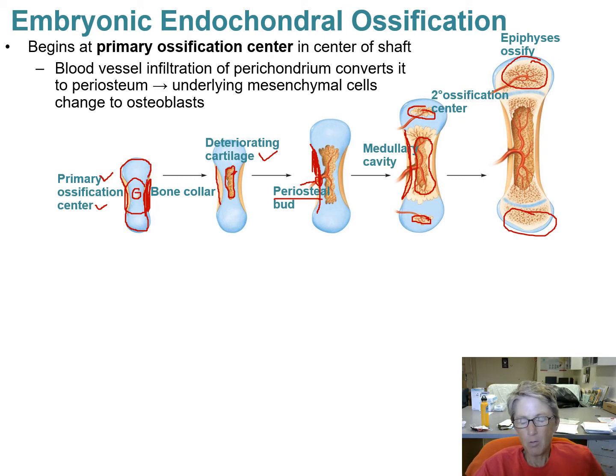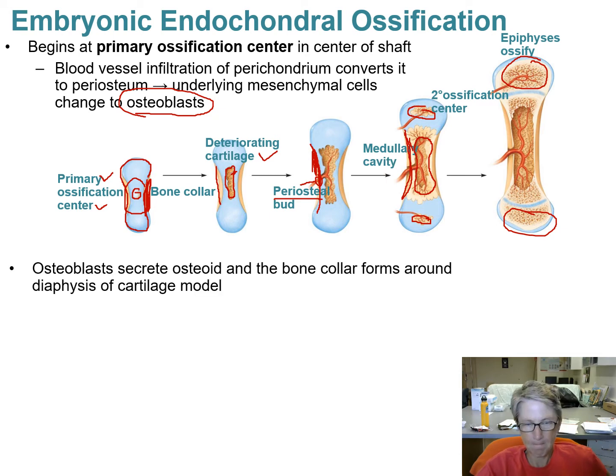And then also the cells that lie under the perichondrium or the periosteum, called mesenchymal cells, will then differentiate. They'll get a signal and they'll differentiate into osteoblasts. And do you remember what osteoblasts do? What those cells do? Yeah, they secrete the organic matrix to help form bone. Okay, we just said that.